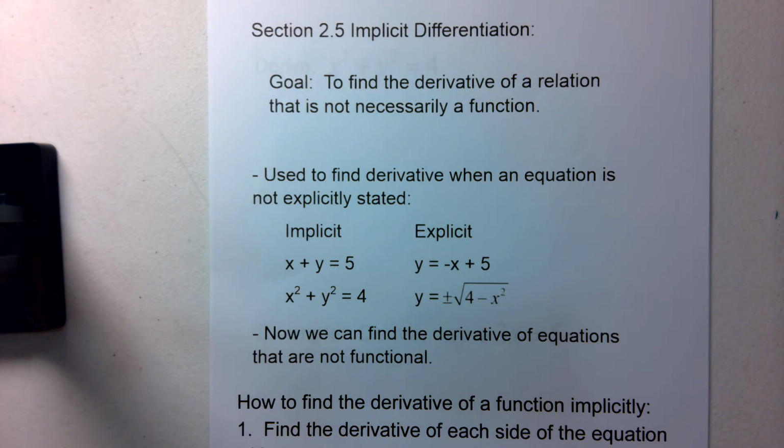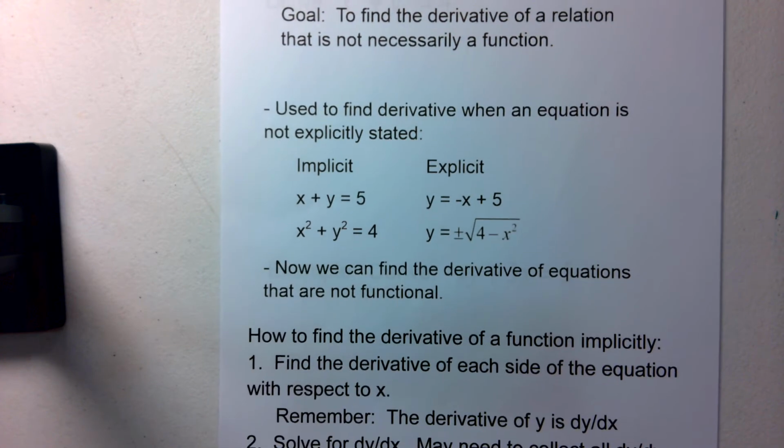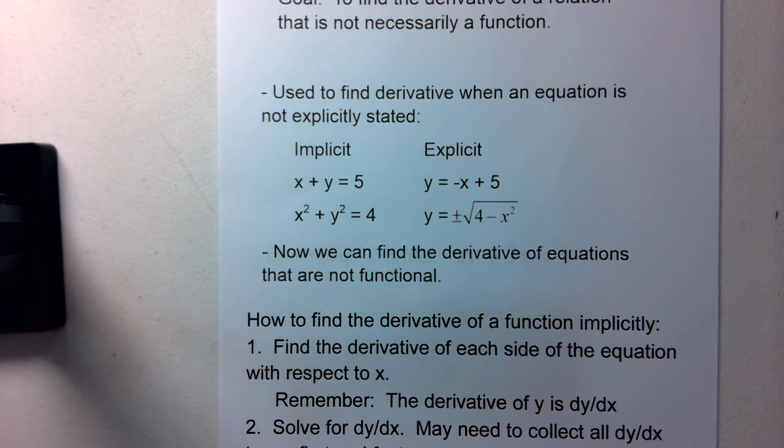Some things that would not be functional would be sideways parabolas, circles, ellipses, and hyperbolas. All of those are non-functional, and we can also find the derivative of them. We use implicit differentiation when something is not explicitly stated. Up to this point, everything has been explicitly placed in y equals form. Now, we don't necessarily have to have it in y equals form to find the derivative of it.